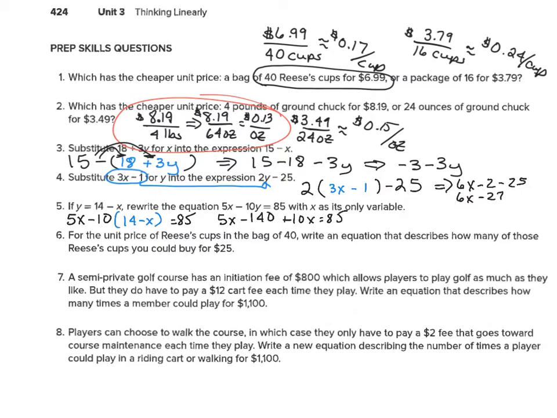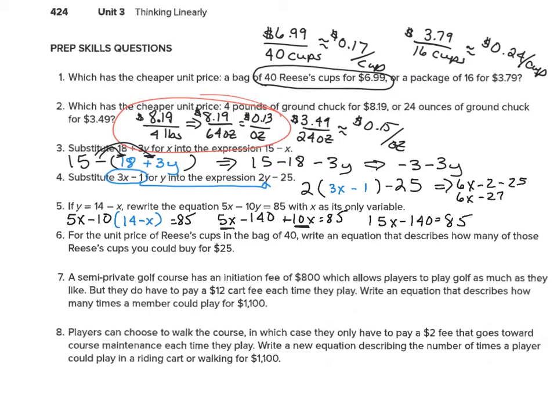Let's simplify the left side. I have 5x plus 10x gives me 15x minus 140 equals 85. And I think that's really all they wanted for us to do right now. Let me pause and make sure that that is the case. Yep, that's it.